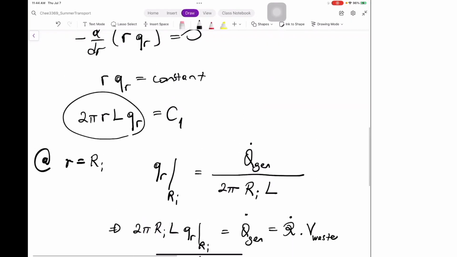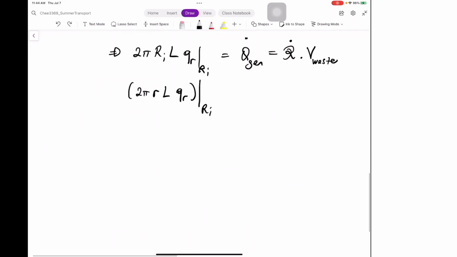But we know that this is a constant, so no matter where you calculate it, you're going to find that it has C1 already, right? So this term, C1, is equal to q-dot, the heat generation rate, times the volume of the waste. Volume of the waste is the volume of the cylinder, pi R_i squared times L. Right? Okay, there you go. So you found the C1.